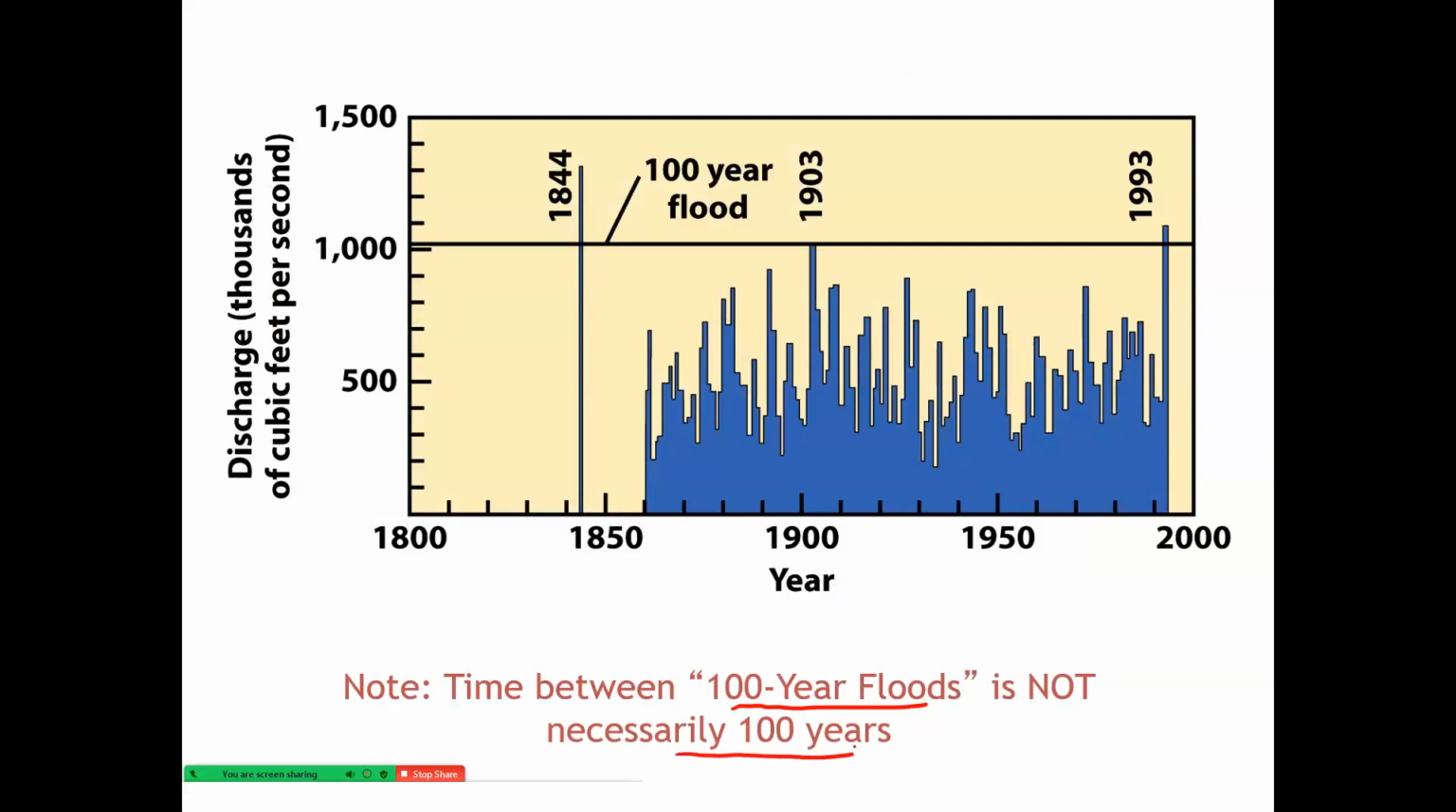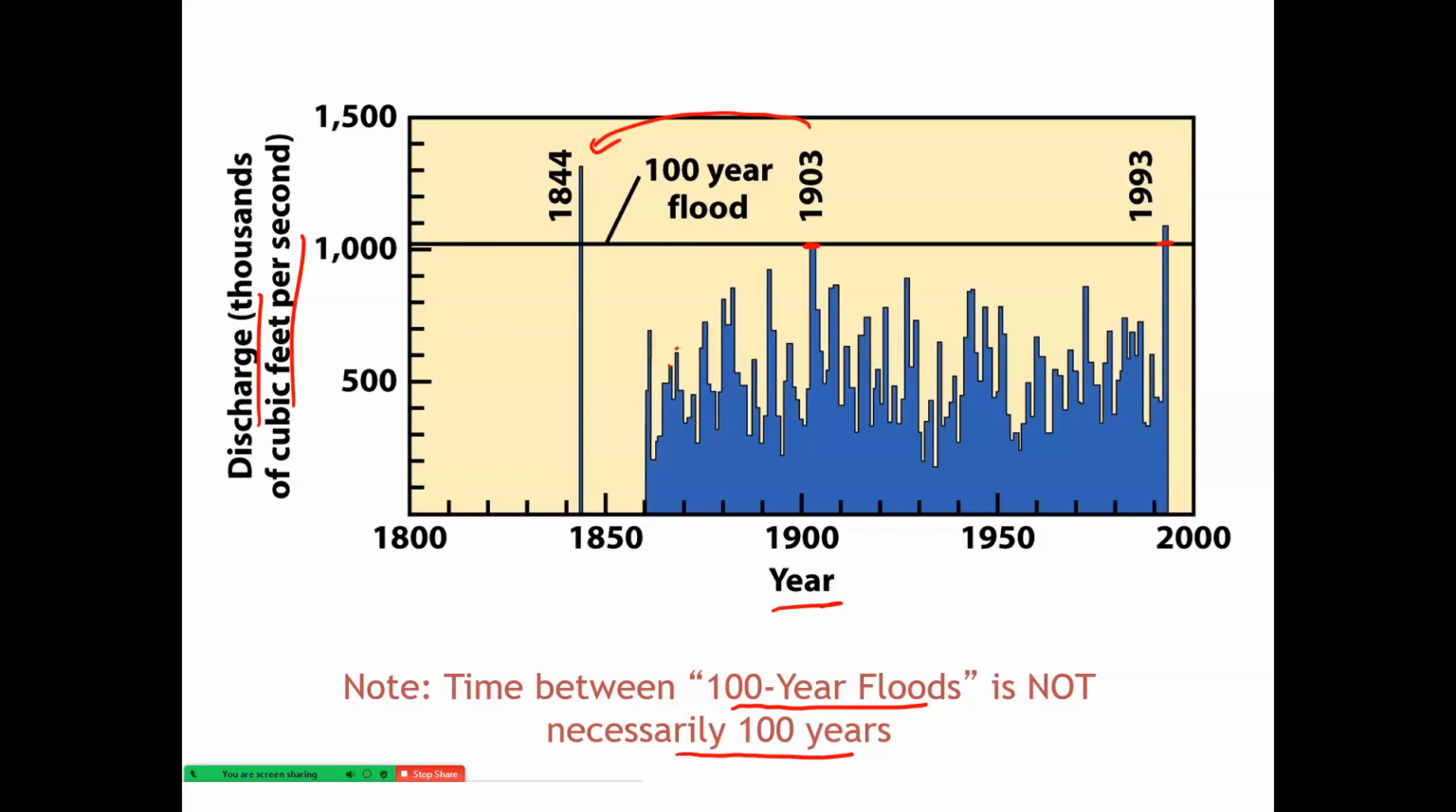So here's a graph where we're looking at the discharge of the largest flood that year in a particular river, and the year over here. So real reliable data started here in maybe 1860, where they were measuring every year the amount of discharge from this river. And they had one of their 100-year floods in 1903. The next time they had a 100-year flood was 1993, 90 years, close to 100, but not necessarily. And if you went back in time to here, you would see that that was only 59 years there.